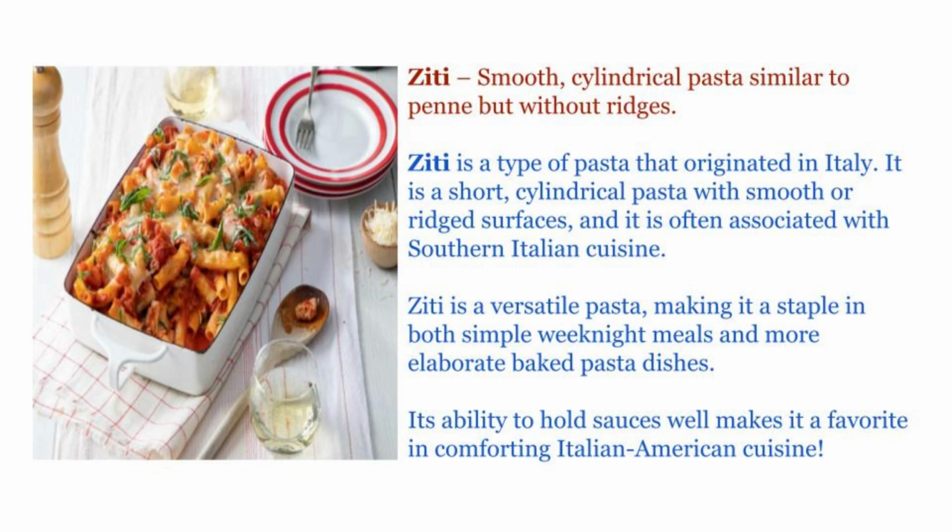Ziti, smooth, cylindrical pasta similar to penne but without ridges. Ziti is a type of pasta that originated in Italy. It is a short, cylindrical pasta with smooth or ridged surfaces, and it is often associated with southern Italian cuisine. Ziti is a versatile pasta, making it a staple in both simple weeknight meals and more elaborate baked pasta dishes. Its ability to hold sauces well makes it a favorite in comforting Italian-American cuisine.